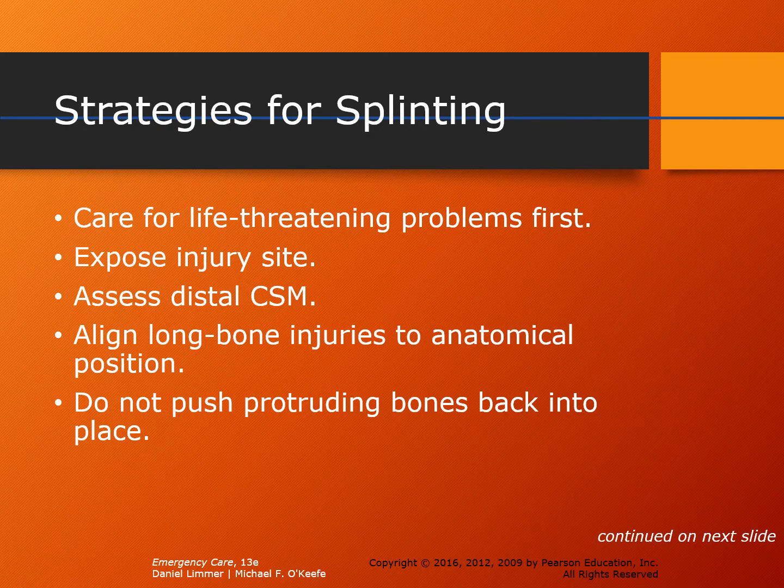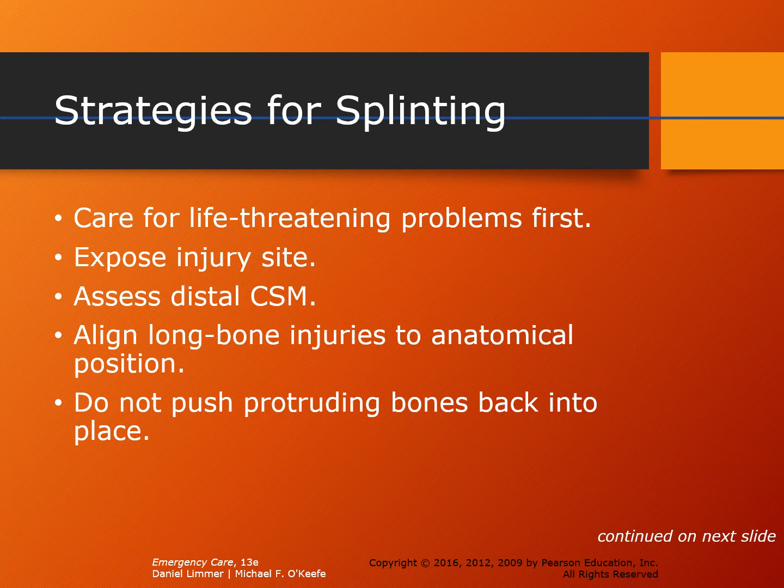Now, some strategies for splinting. Care for any life-threatening problems first, and then expose the injury site. We want to see what we're dealing with. You should immediately assess the distal pulses for circulation, sensation, and motor function before we do anything else, because if there's an issue with that, that presents an immediate life-threatening issue for circulation.